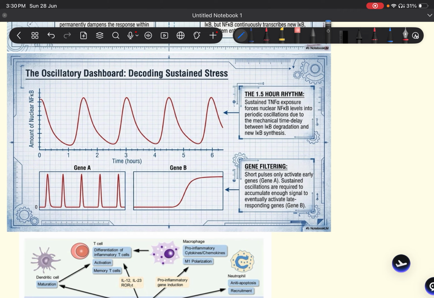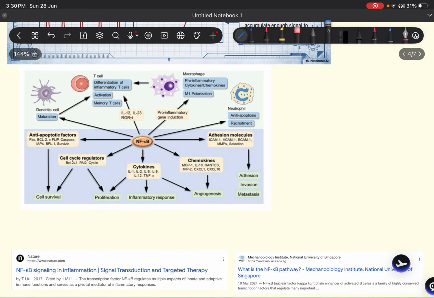Short pulses will only activate the genes which are in the first response. And if there are a lot of signals, then late responding genes are activated. So that's another thing.